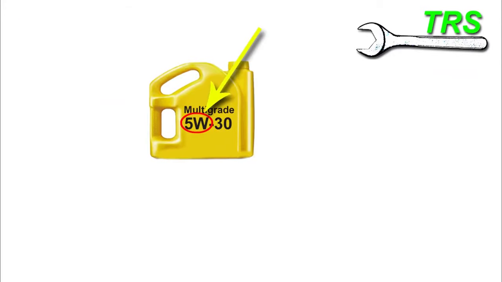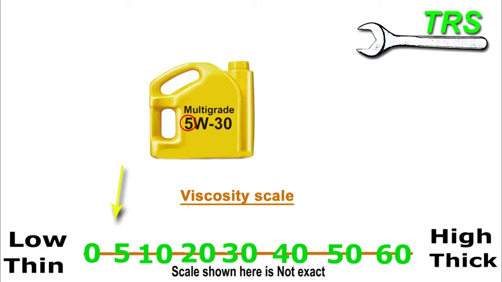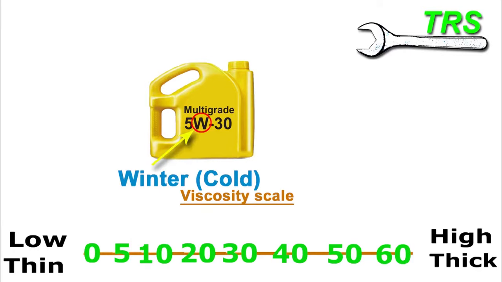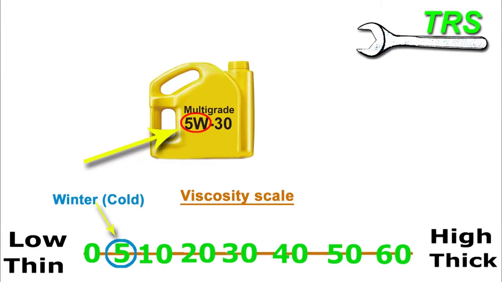So let's take a closer look at these numbers. We've got the 5W and we've got the 30. Starting with the 5, that's representing a thin viscosity of oil. The lower the number, the thinner the viscosity. What the W stands for generally is winter or cold. This oil does have a viscosity of 5, but when it's cold.